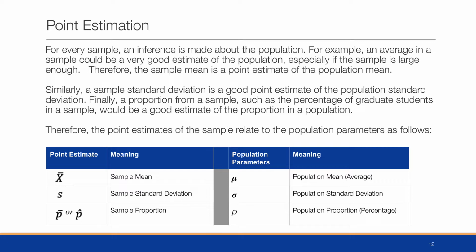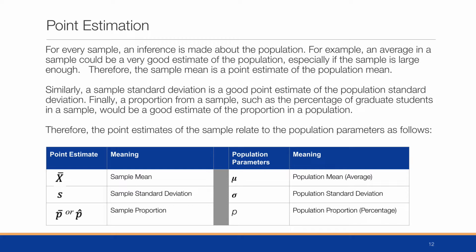For example, an average in a sample could be a very good estimate of the population, especially if the sample is large enough. So think about, in a university, you grab a sample of folks who have a certain GMAT score or SAT score. You take that average, and you can infer that that would be a good estimate of the entire population at that university, assuming that your sample was big enough. If you only did a sample of 4, that might not be a very good sample. But if you did a sample of 50 or 100, it might actually be very close to the actual average of the entire university population's SAT score.